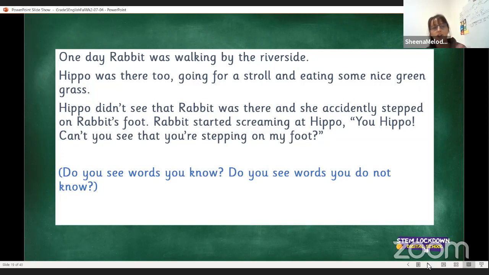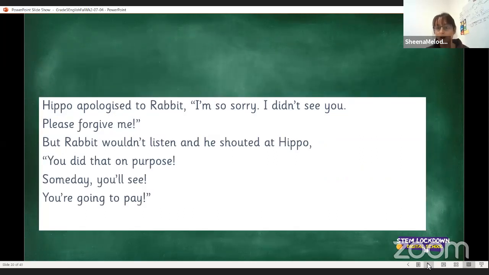So let's go on and I'm going to read the next part for you. Hippo apologized to Rabbit. "I'm so sorry. I didn't see you. Please forgive me." But Rabbit wouldn't listen and he shouted at Hippo. "You did that on purpose. Someday you'll see, you're going to pay!"